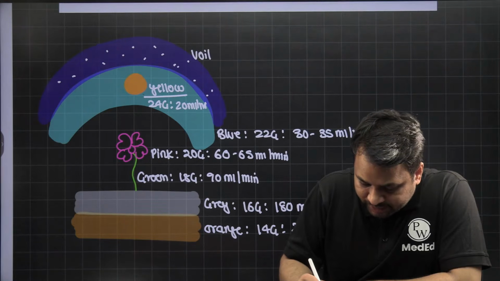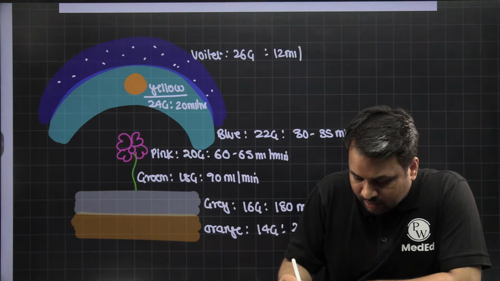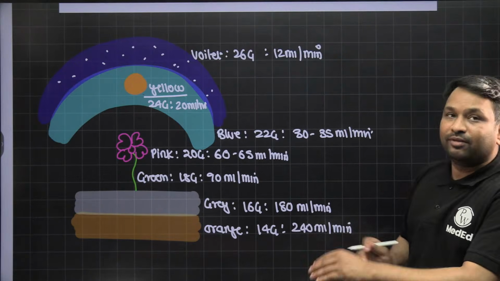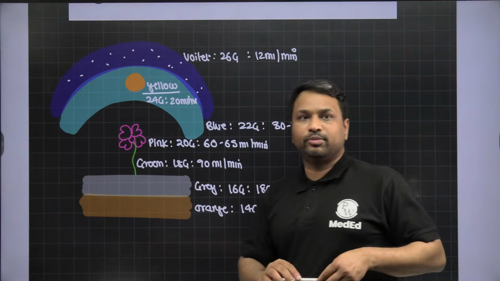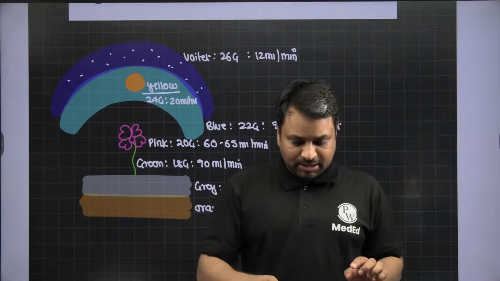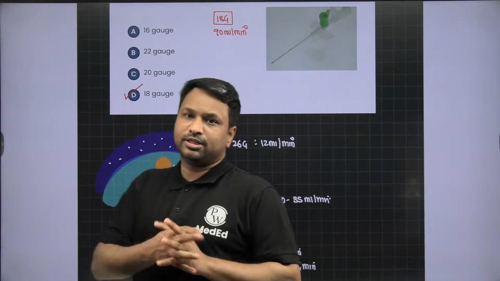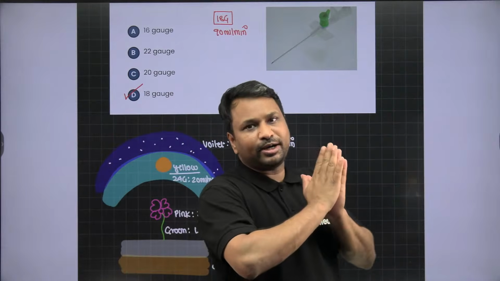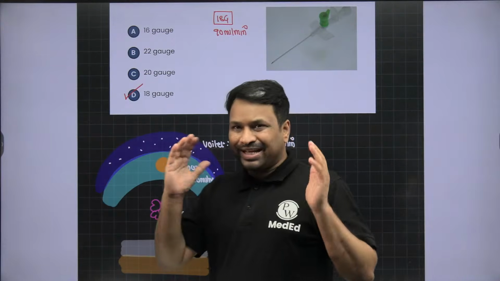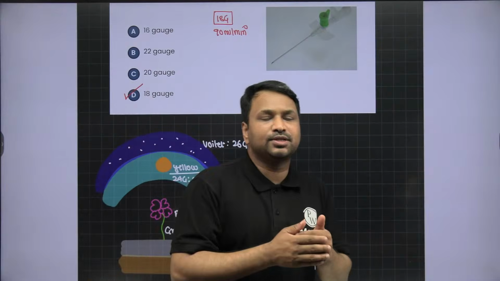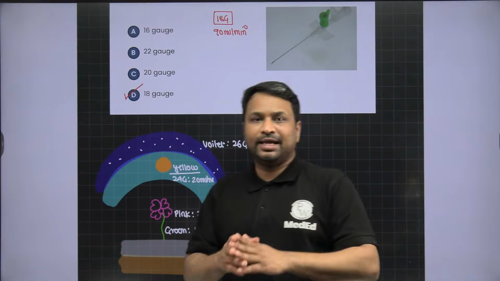The last one that you have is violet, which is 26 gauge at a flow rate of 12 ml per minute, right? So this is all the color codes and the flow rates. This is all in all with respect to your first 50 questions in general surgery, right? So we try to keep it crisp, we try to revise it to the point, and this is how you're going to approach it in the exam also. This is how you need to assess a question, look at the options, derive the answers from there, and then move it forward, right?